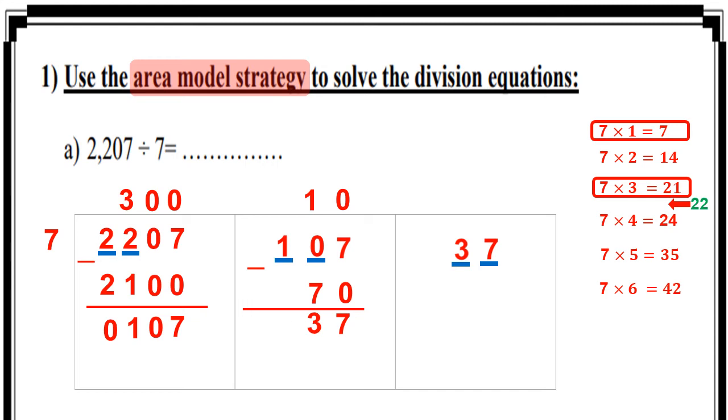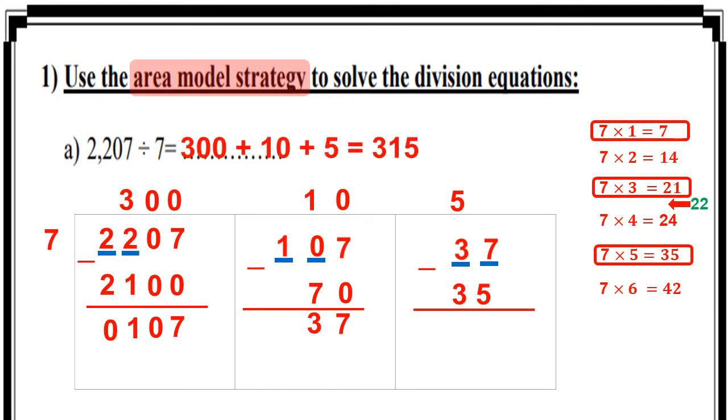Let's search in table 7 for a number close to and less than 37. We have here 5 because 7 times 5 equals 34. So here 5 times 7, 34. Let's make minus. And now 7 minus 4 equals 3, and 3 minus 3 equals 0. So the answer will be 315. 300 plus 10 plus 5, which is 315.